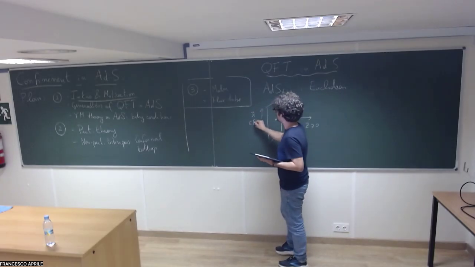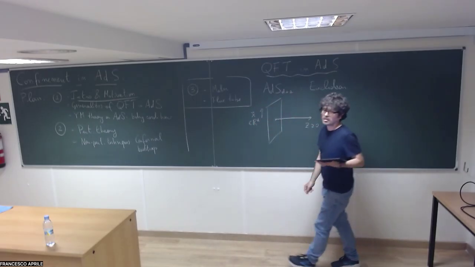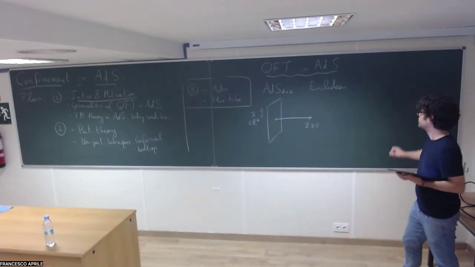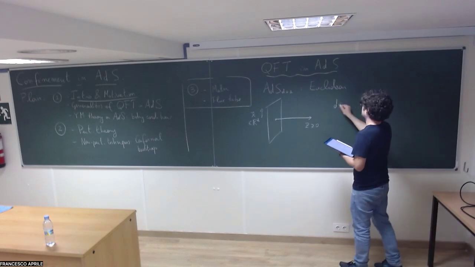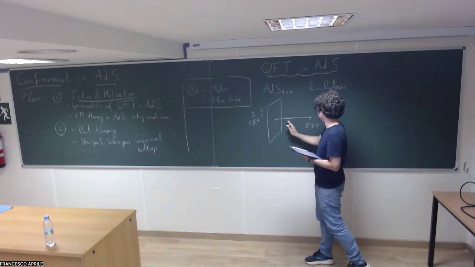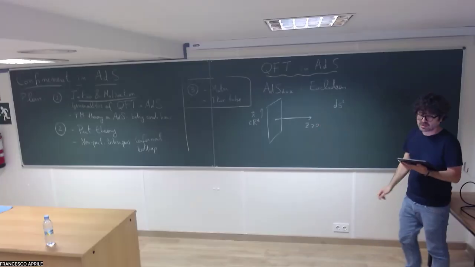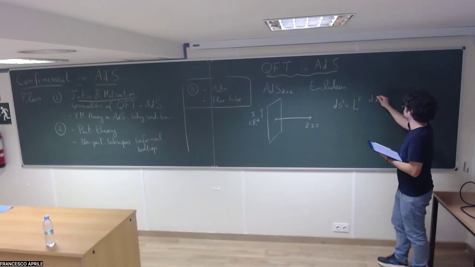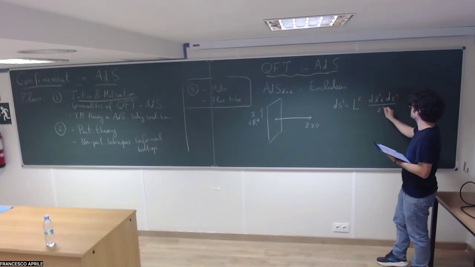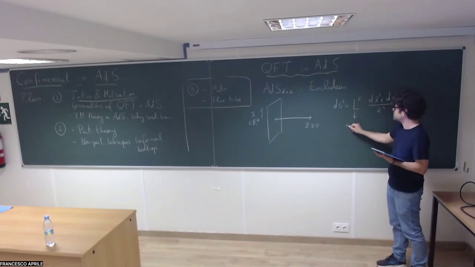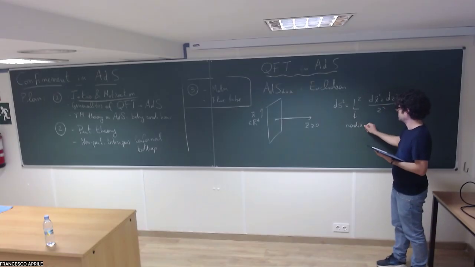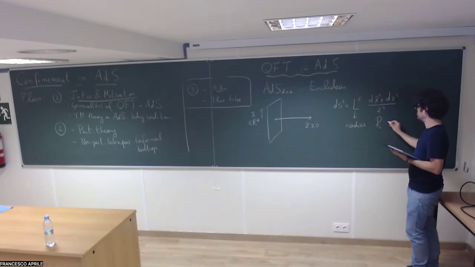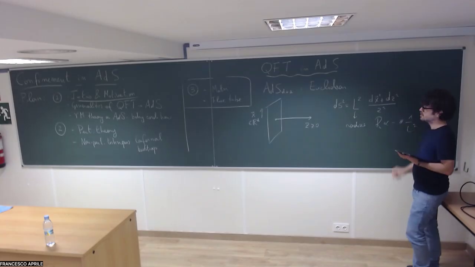Which is some flat slicing, meaning that we are just parametrizing this positive z, and then at each z we have a flat space. And this is the way the geometry looks. So you have this L, which is the radius, meaning that if you compute the curvature, you have some negative number.